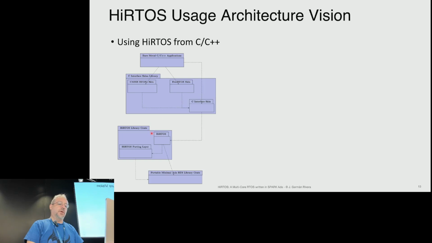And that layer sits on top of HiRTOS proper, and HiRTOS proper is split in two layers: the HiRTOS platform independent functionality, and a porting layer that isolates the platform dependent parts of HiRTOS. Both of those sit on top of a minimal RTS, using the GNAT compiler terminology for bare-metal Ada runtimes.